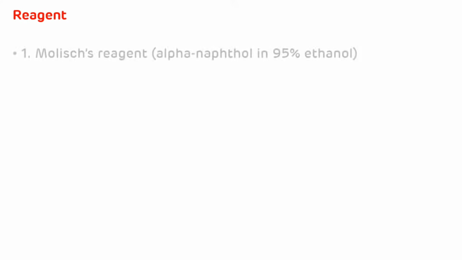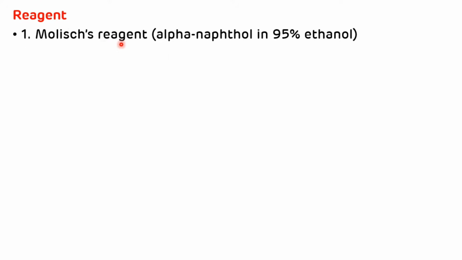Now, the reagents required for the Molisch test. First we require Molisch reagent, that is alpha naphthol in 95% ethanol. Second is concentrated sulfuric acid. These are the reagent requirements for the Molisch test.